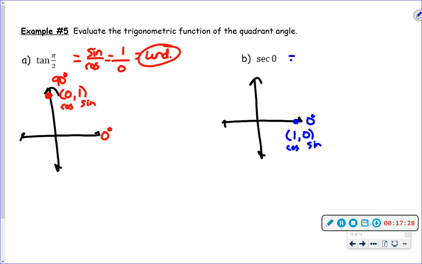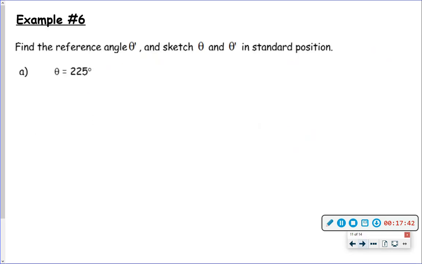Secant, of course, is the same as 1 over cosine. Cosine on our point is 1. 1 over 1, 1. Got it. So not too shabby. I almost kind of like the points better. I think they're a little quicker than having to draw out all the triangles and maybe use the Pythagorean theorem.